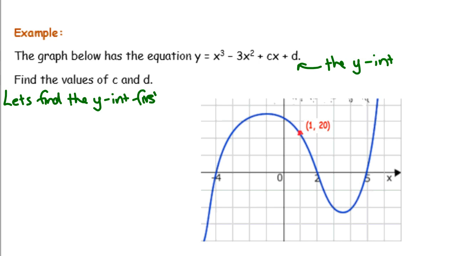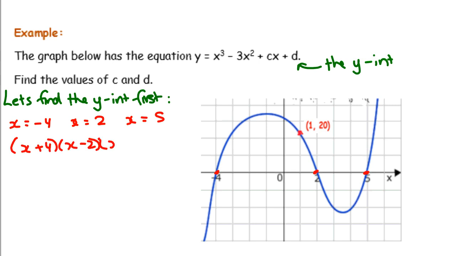Using the x-intercepts. What are our x-intercepts? Our x-intercepts are negative 4, 2, and 5. So let's write that out. X equals negative 4, x equals positive 2, x equals positive 5. Let's put that into the brackety form. X plus 4, x minus 2, x minus 5.